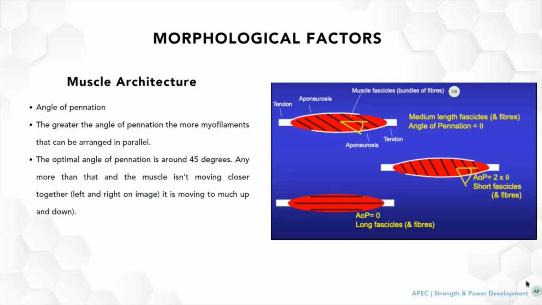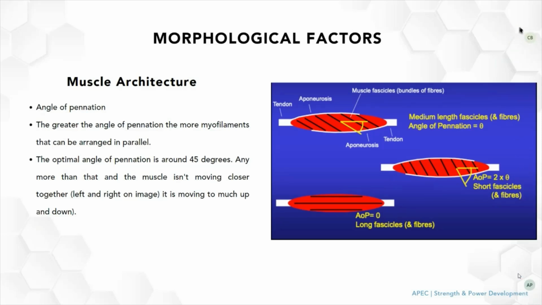Okay, so what you generally find is the optimal angle of pennation is about 45 degrees. Any more than 45 degrees and you're not generating force in the right plane. So if you look at this image here, if the angle is greater than 45 degrees, then you don't have the origin and insertion moving closer together. What you'll see is they'll end up almost moving up and down or side to side, and you're not generating force in the correct direction. Okay, so that's muscle architecture.